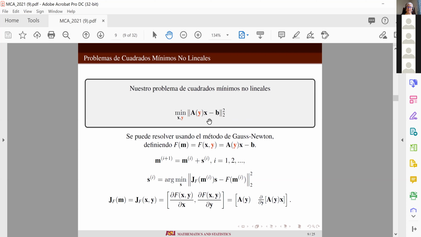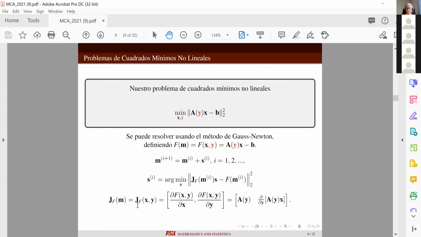So before we have the general case where we have f of m. So this method can be applied. F of m is going to be all this that is inside the 2 norm. And then our vector of unknowns will contain x and y. Okay, so basically we can apply Gauss-Newton, a very standard method for this problem. And this is how the Jacobian will look.